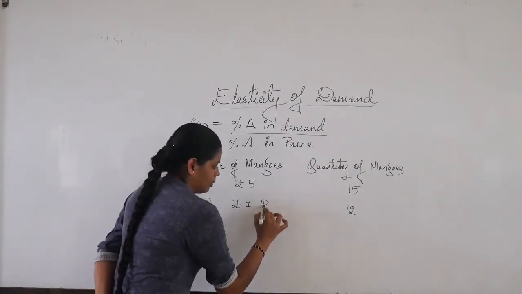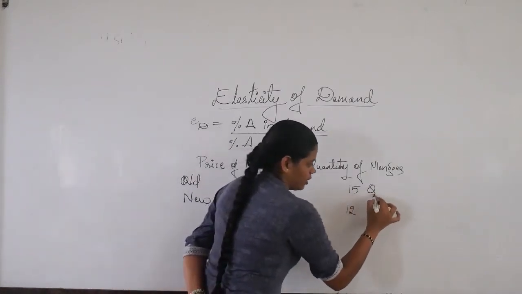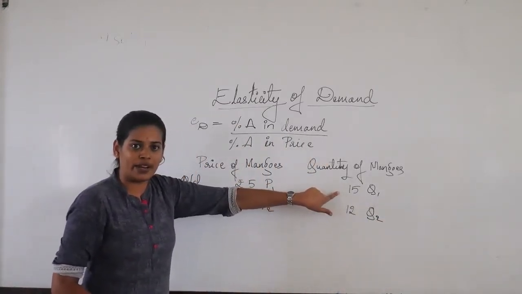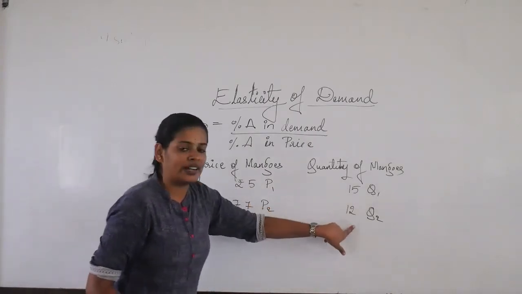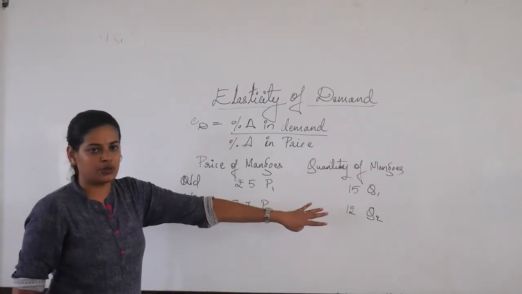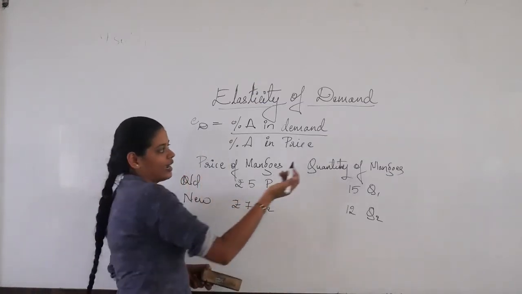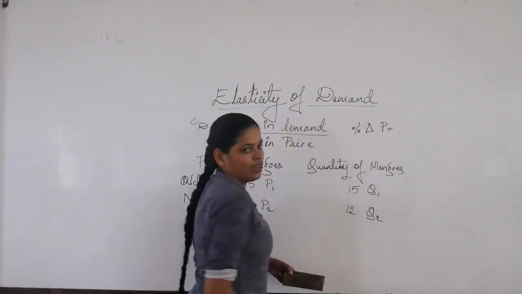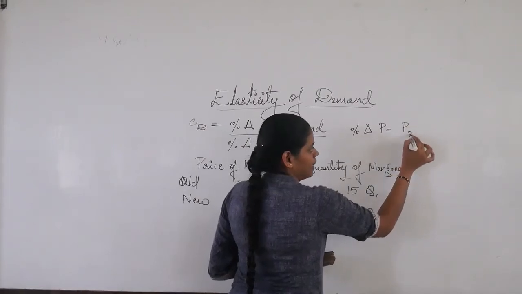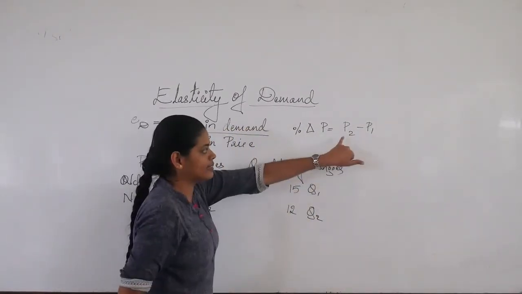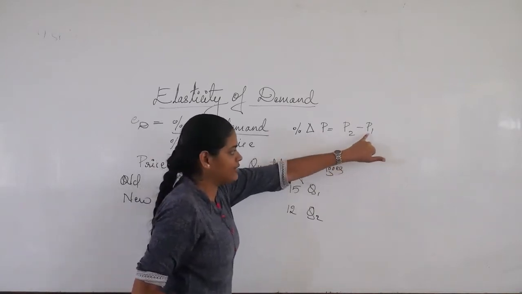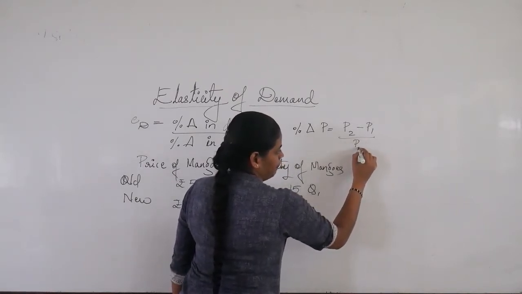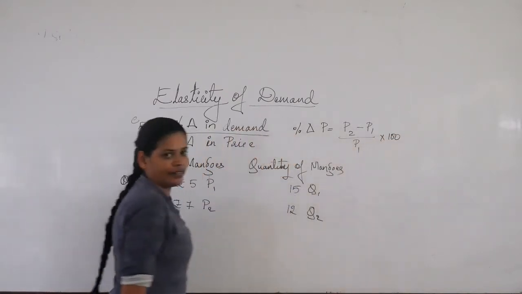So this old price and the old quantity are referred to as P1 and Q1, and the new price and the new quantity are referred to as P2 and Q2. When calculating the percentage change in the price, we calculate it by P2 minus P1, because this is the new price quoted and this is the old price quoted, divided by P1 into 100.